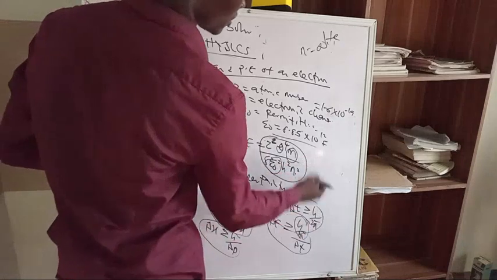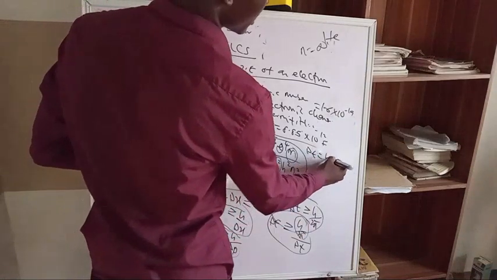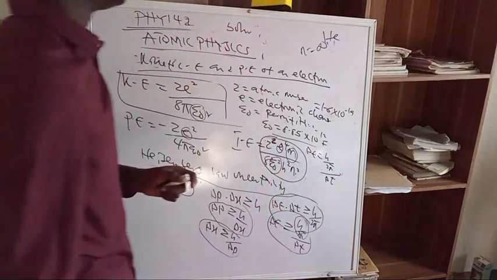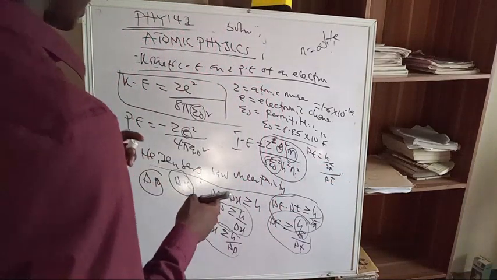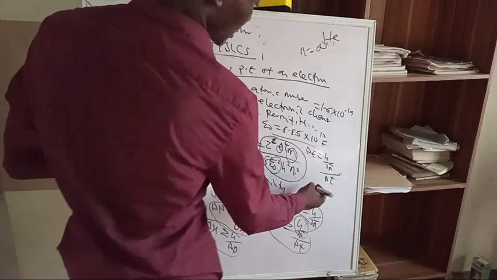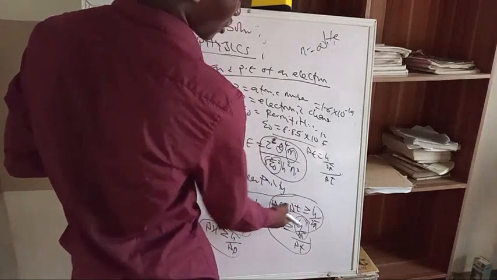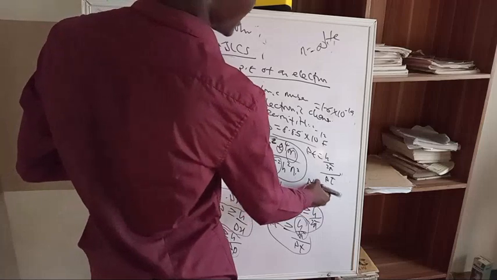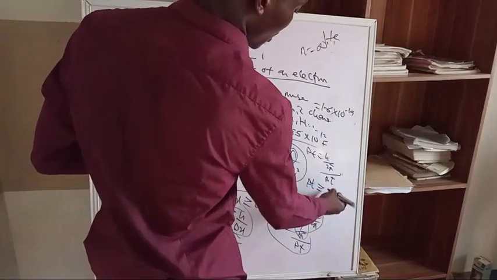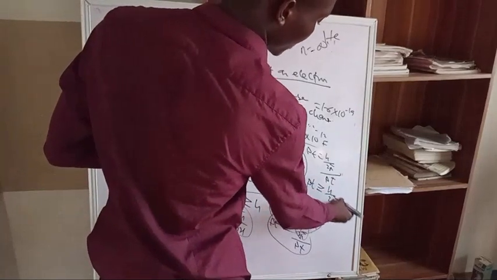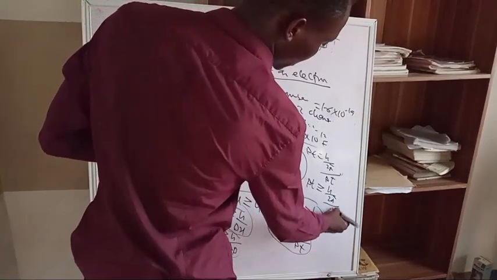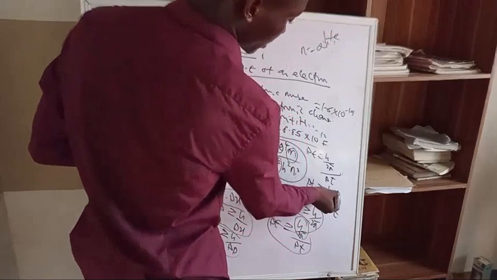Uncertainty in energy is equal to h over 2 pi, then over change in what? Uncertainty in time. Then the last Heisenberg uncertainty principle: once we have made energy the subject of the formula from this equation, let's make time the subject, uncertainty in time. So we have uncertainty in time is greater than or equal to Planck constant over 2 pi, over change in what? Energy.